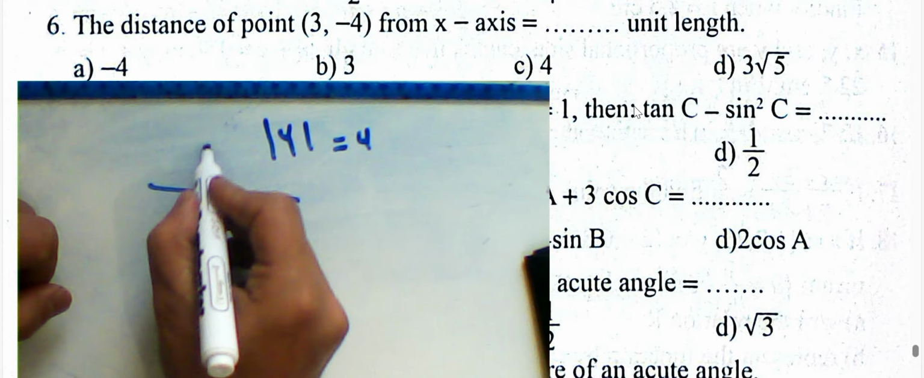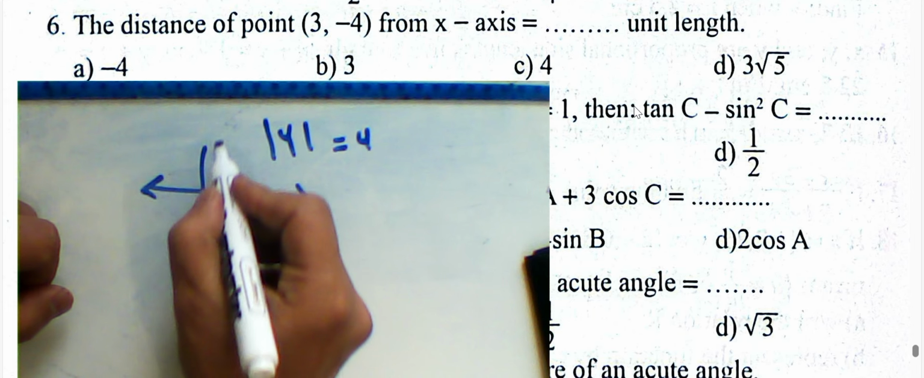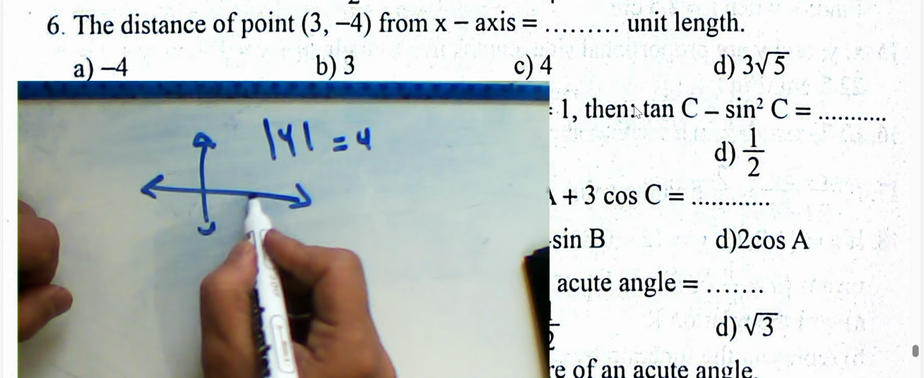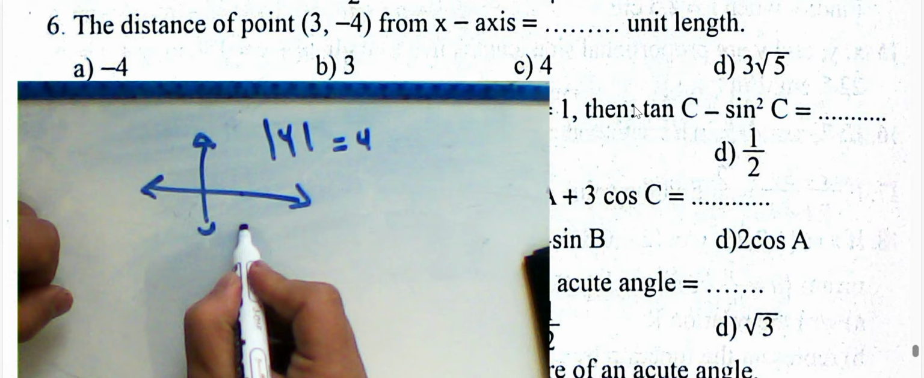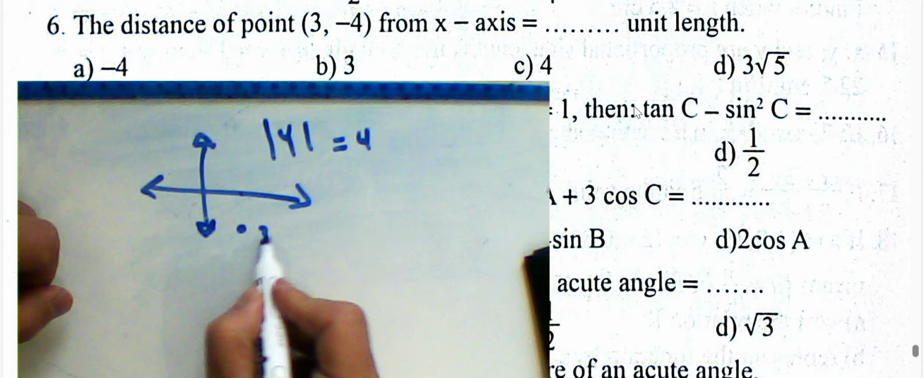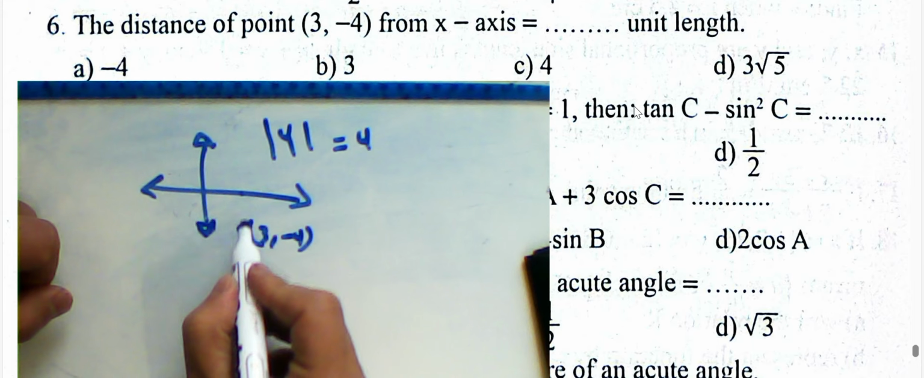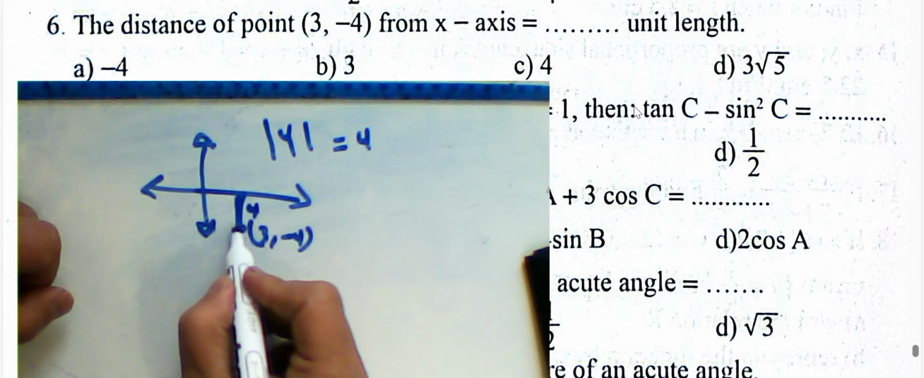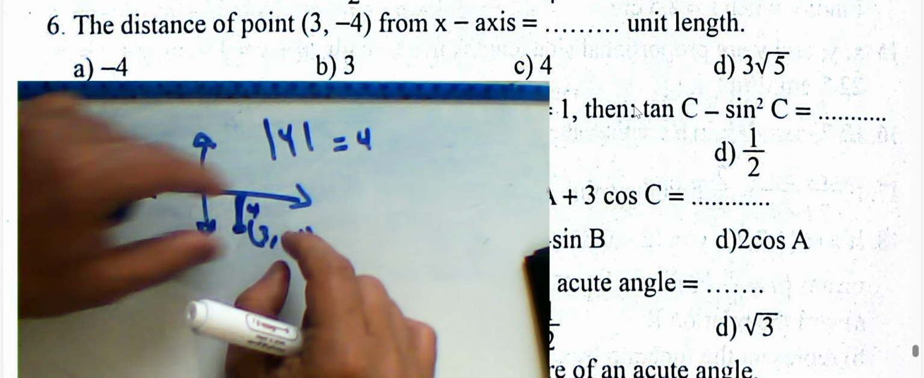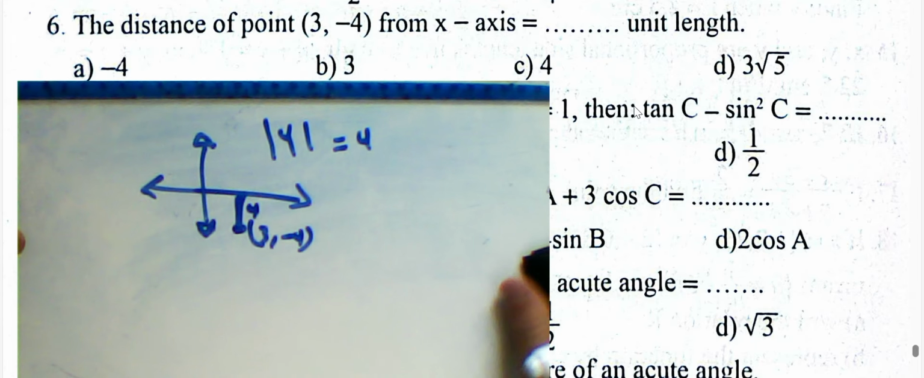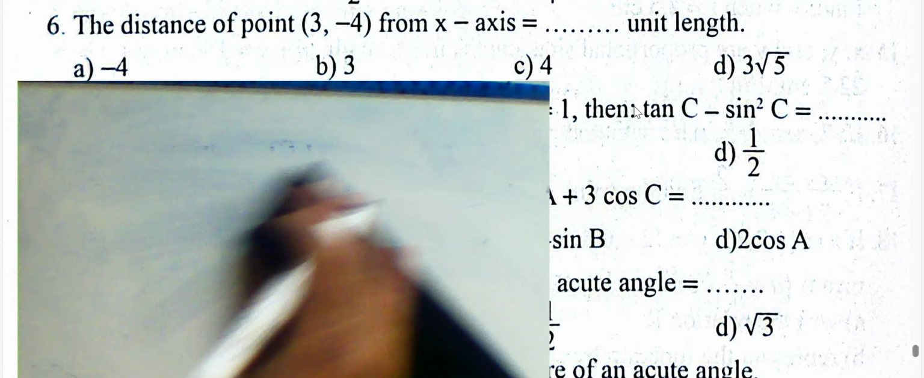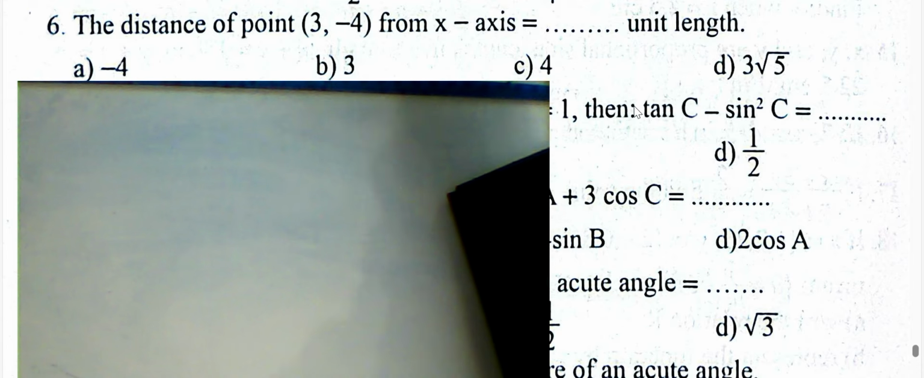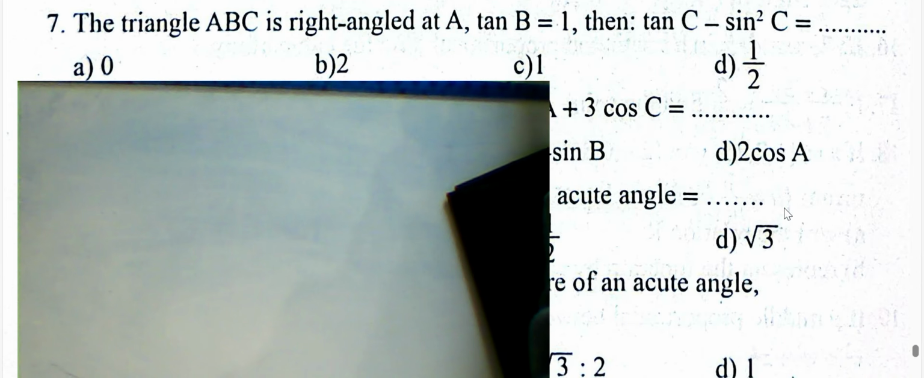Look here. On the coordinate plane, we have the point (3, -4), in the fourth quadrant. The distance between this point and the y-axis is 3, and the distance between this point and the x-axis is 4 units. Or you can take the absolute value of y, which equals 4 units. Next question.